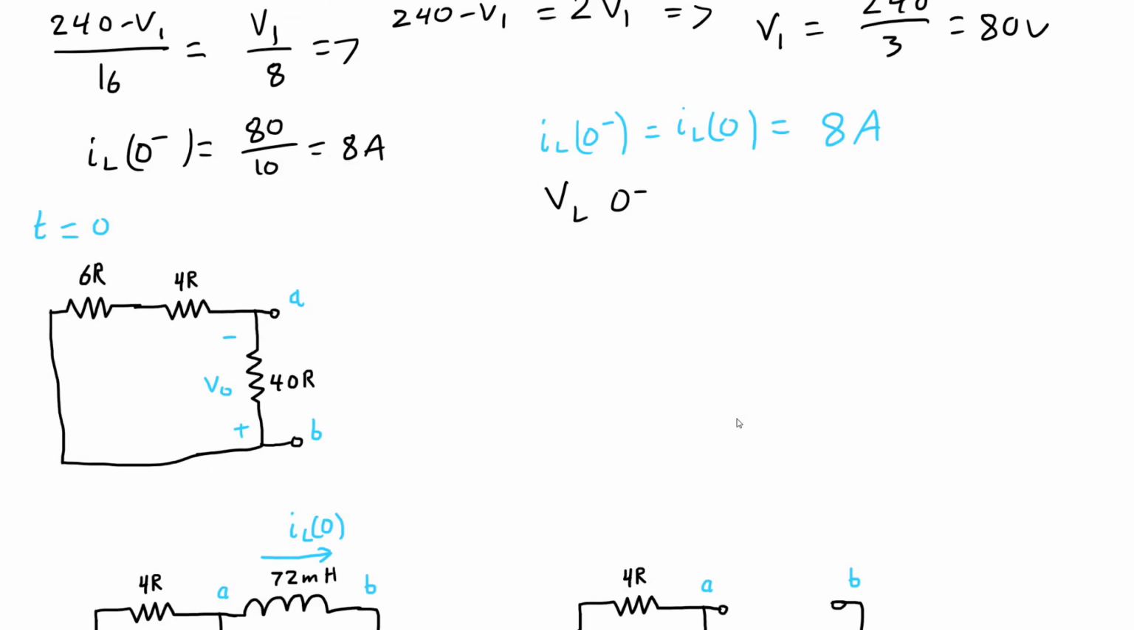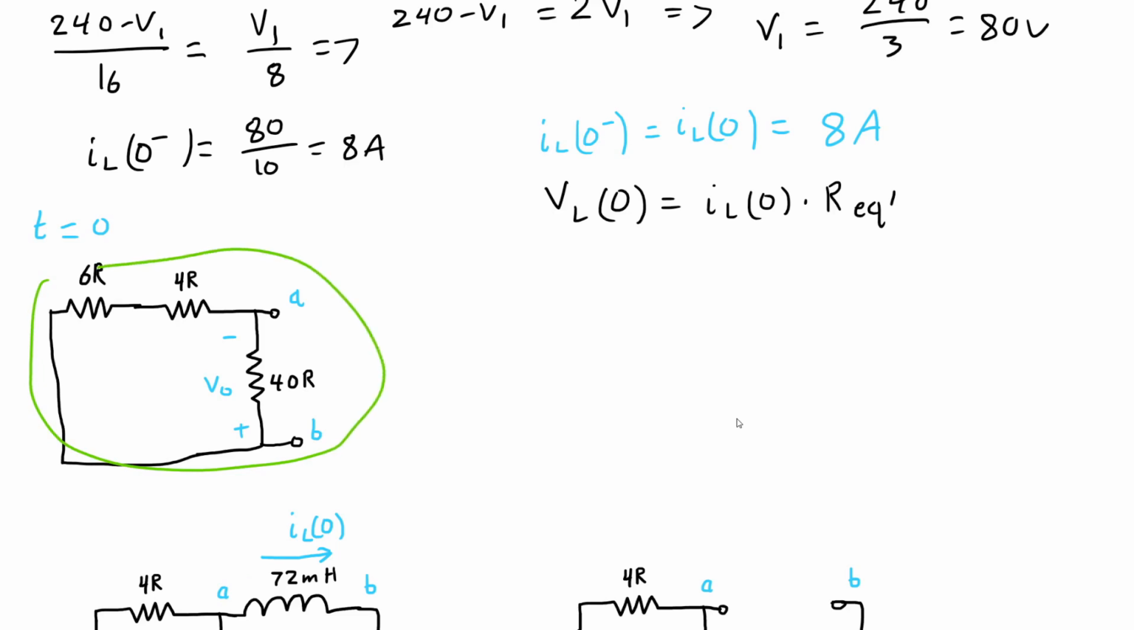So V_L(0) is going to be I_L(0) times R_EQ. I'll call this R_EQ prime, because I have another R equivalent in this problem. Now how are we going to calculate R_EQ prime? Well, I have a little network over here. The reason why I drew it like this is because this is just before the switch is thrown.